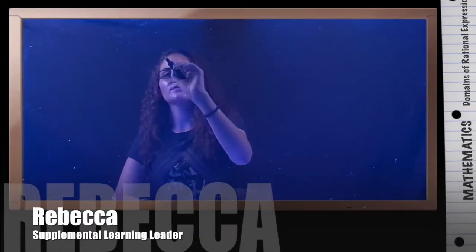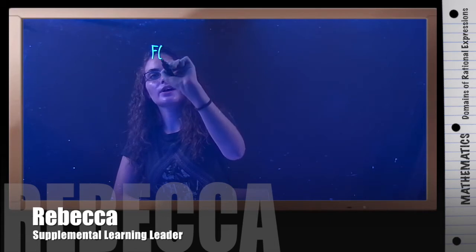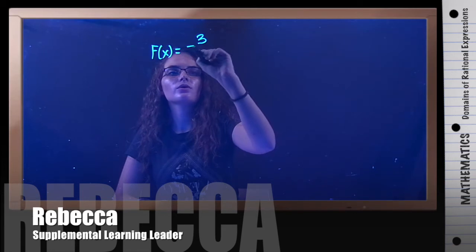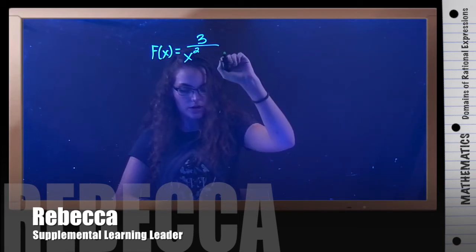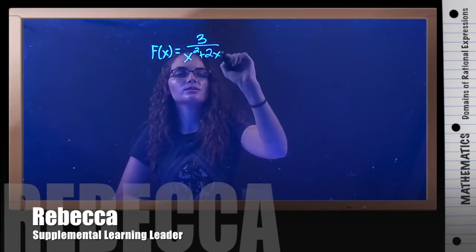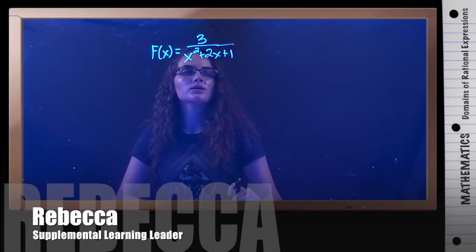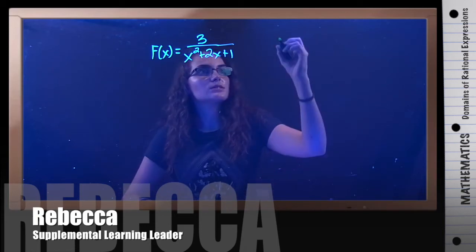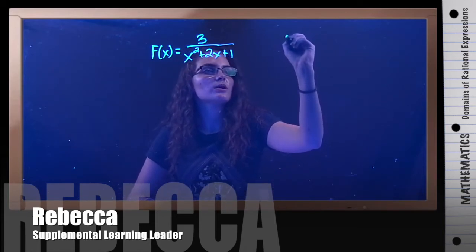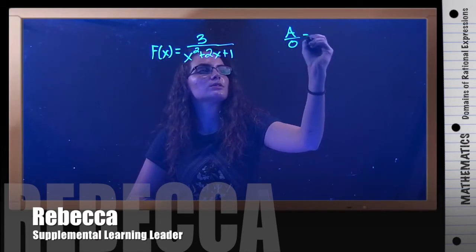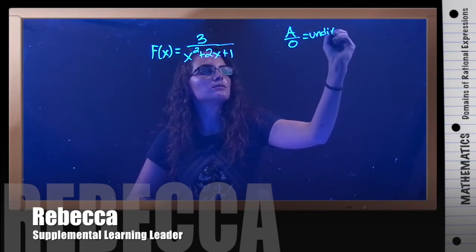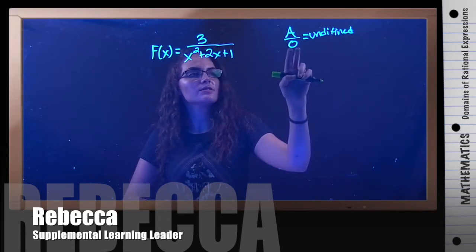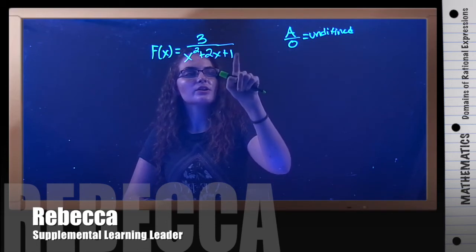For this example, we need to find the domain of f of x equals 3 over x squared plus 2x plus 1. Now, in order to find the domain of a rational function, you need to take into consideration that anything, no matter what it is, over 0 is undefined. So if anything over 0 is undefined, that means that this denominator cannot be 0.